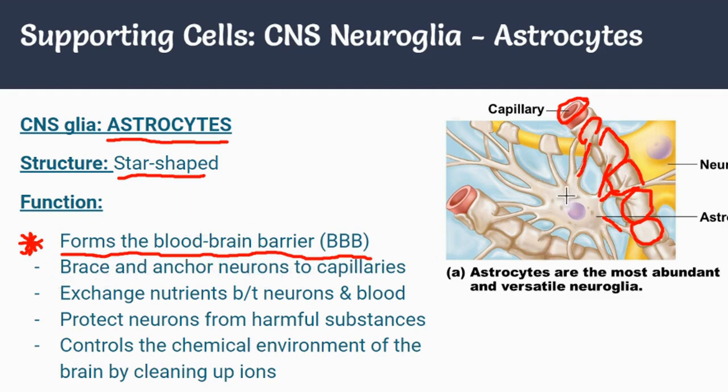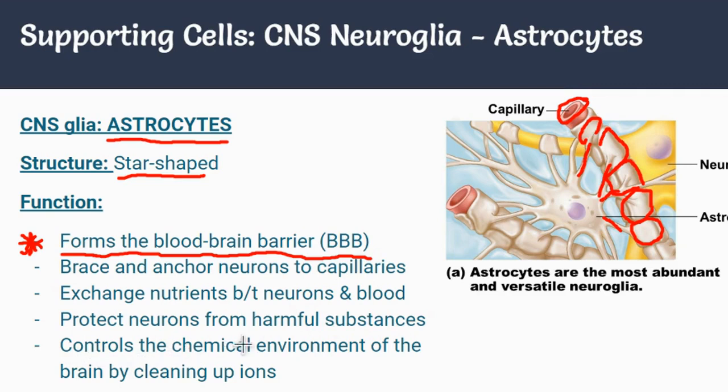So you can see right here that this astrocyte is holding this neuron right here. He's keeping it right next to the capillaries, but he's blocking. He's closing off the capillaries, so he only allows certain things to come out because he doesn't want this neuron to get damaged. Exchange nutrients between neurons and blood, so basically that's the same thing. Protect neurons from harmful substances, basically the same thing.